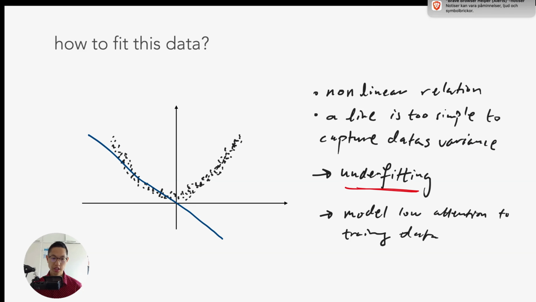In underfitting, the model has low attention to the training data. It doesn't pay attention to all the training data. What we get is high bias and low variance. I won't go into the mathematical details and exact explanation of what this means, but just note that this is what we have in underfitting. We have higher bias, a simpler model, and low variance.